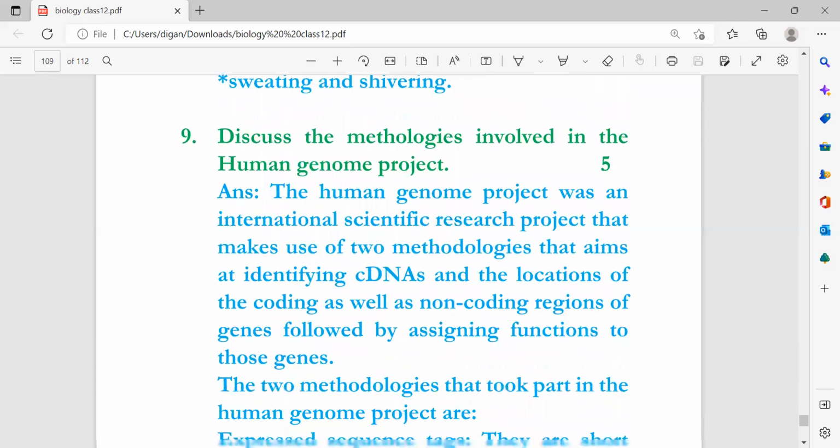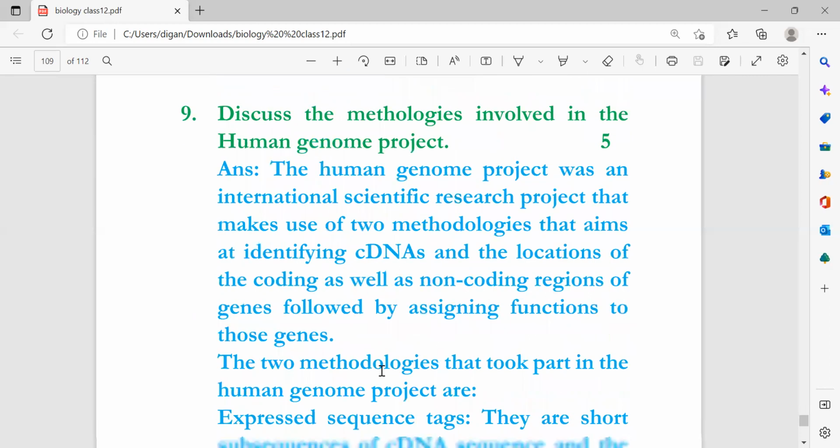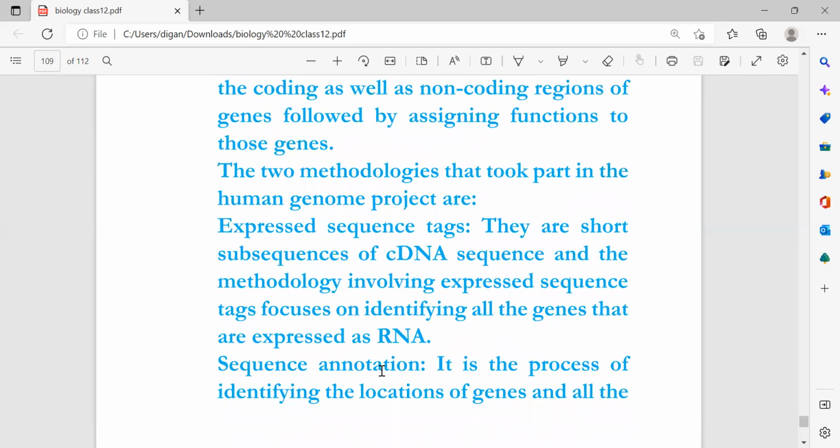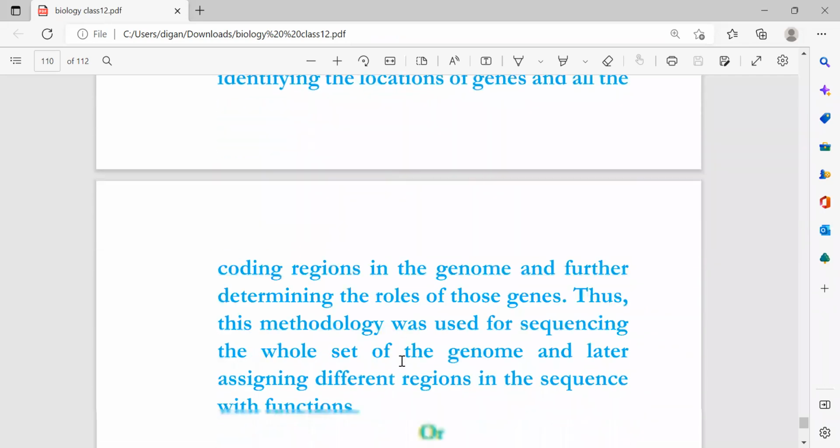Next, last question, discuss the methodology involved in the Human Genome Project. The Human Genome Project was an international scientific research project that made use of 2 methodologies that aim at identifying cDNAs and the location of the coding as well as non-coding regions of genes, followed by assigning the function of those genes. These are the methodologies I have given here. First one is expressed sequence tag and second one is sequence annotation.